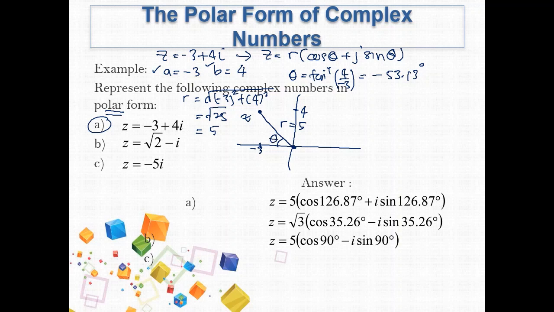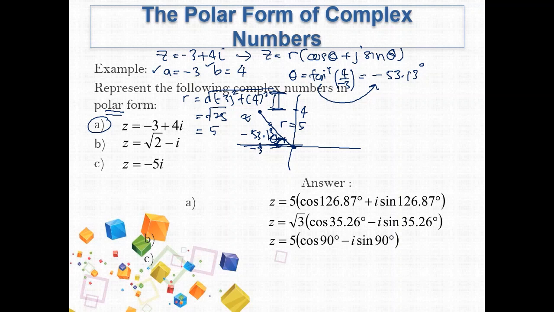So the distance here is r equal to 5, and the theta is always from the x-axis. It is negative because tangent in the second quadrant is negative. So it is proven here because it is in the second quadrant, that's why tangent gives you a negative value. So this is negative 53.13 degree. The small angle here, which is negative, is measured from the x-axis to the line here, following the clockwise. When following the clockwise, it is negative.